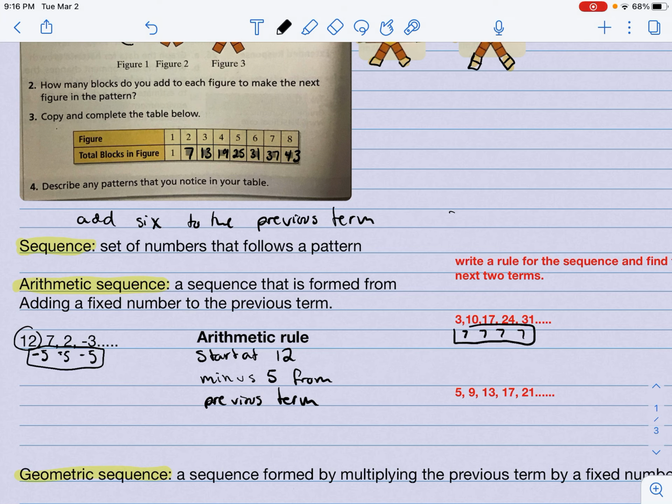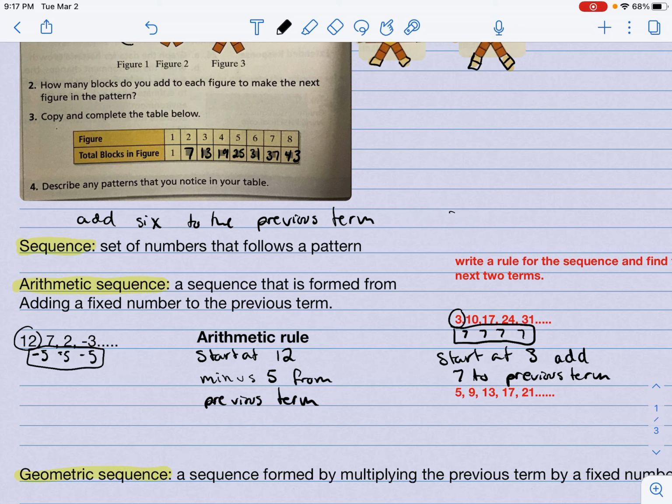Okay, so once again, we've found our fixed number, the number that we keep adding or subtracting to get our next term. So once again, to write our arithmetic rule, we use the number we start at. So start at 3, and then, just to keep it short, add 7 to previous term. Okay, and there we've written the rule.